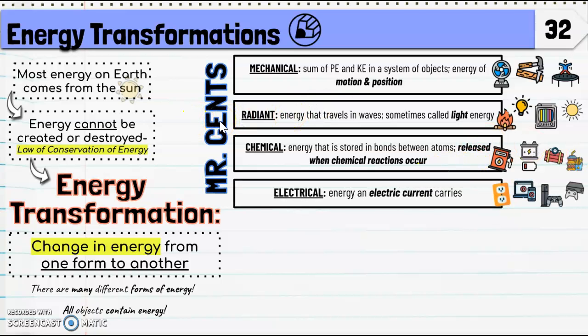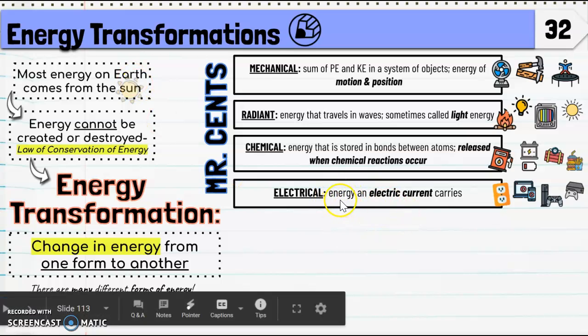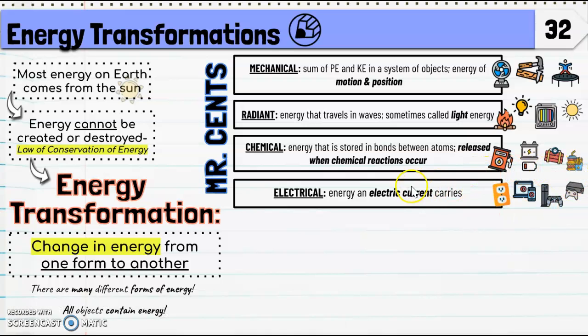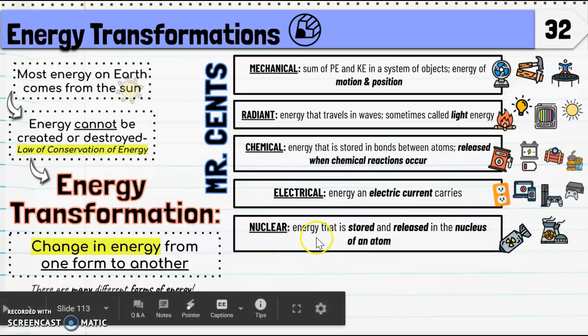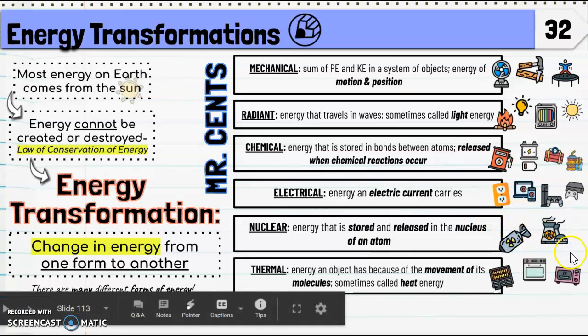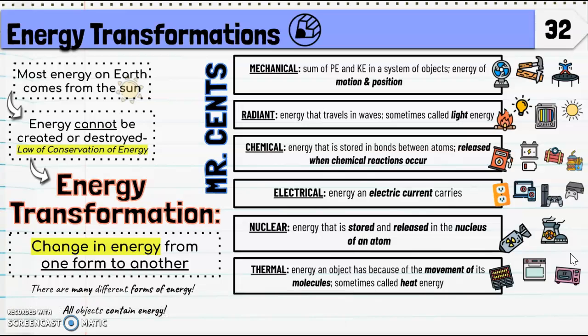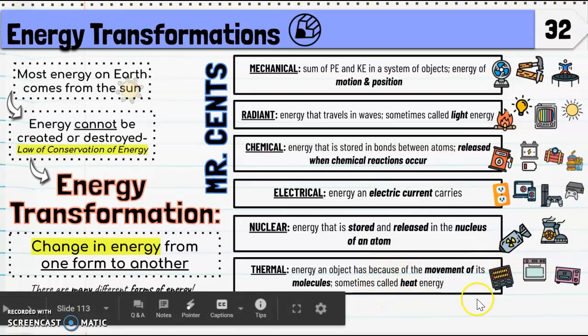E is our electrical energy. When an electric current is being carried, you can see those examples here. N for nuclear energy, energy that is stored and released in the nucleus of atoms. Again, you can see the examples. T is thermal energy. It's sometimes called heat energy, and that heat is created from the movement of molecules. We see the microwave, the oven, the little space heater.